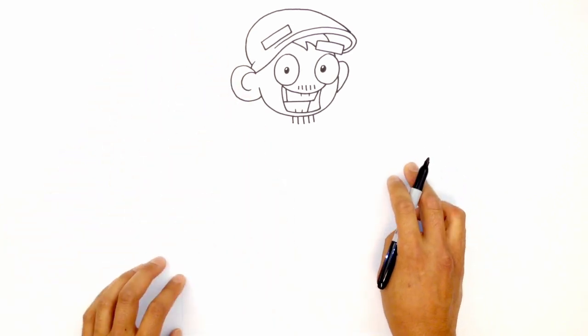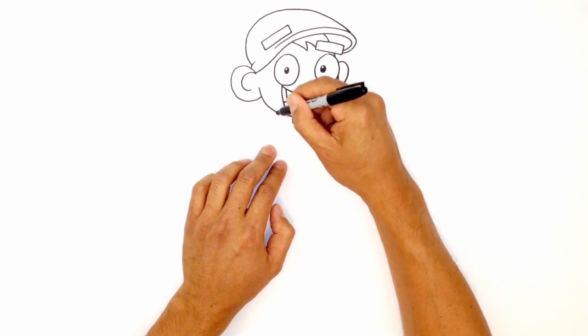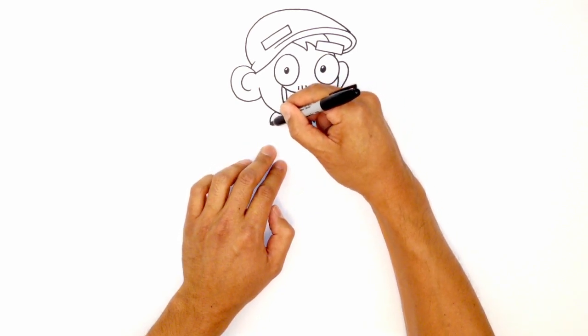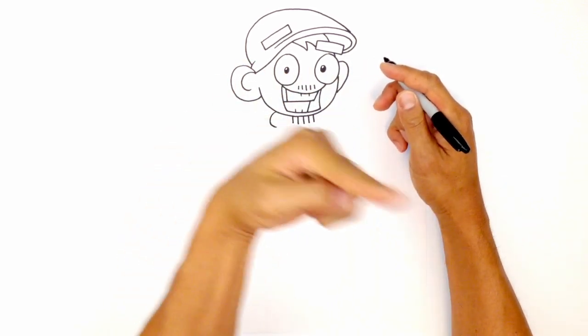Okay, so we got the head. Let's get into the body. So we're going to draw in the hood for the sweater. So just underneath this chin, we're going to draw a curve going out. We're going to come down. So we're going to have the body sort of turn this way. So he's facing that way.